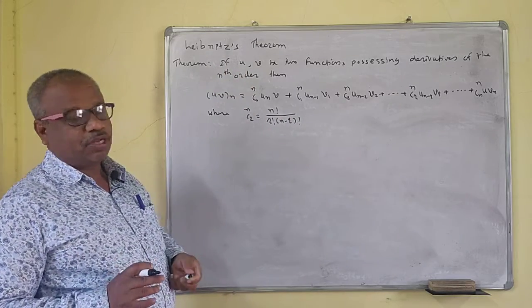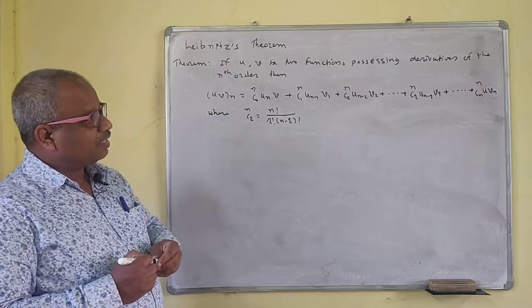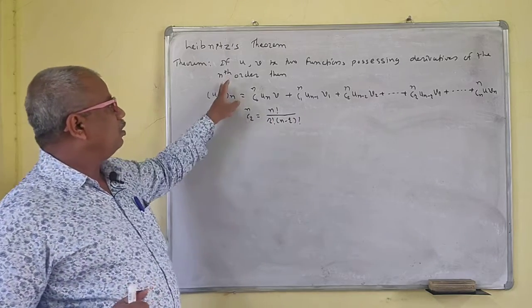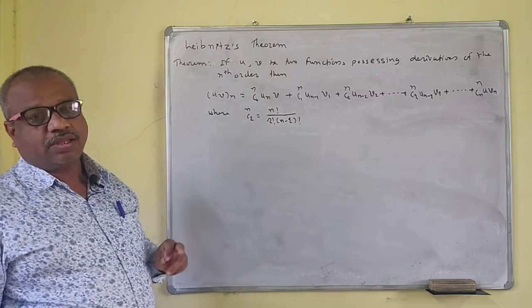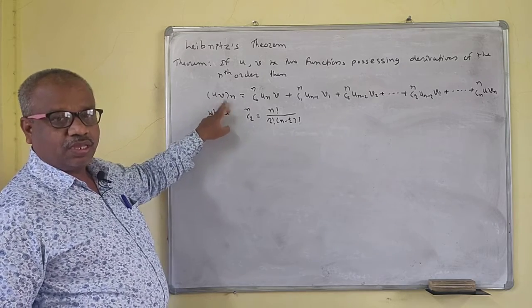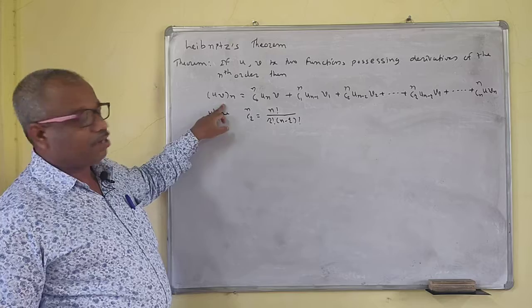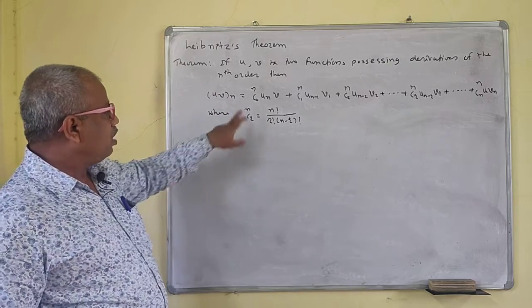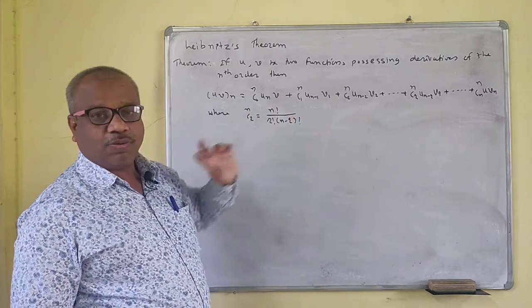If u and v are two functions possessing derivatives of nth order, that means you can differentiate u and v n times, then this is the nth derivative of uv. So the product rule for the nth derivative is nothing but the Leibniz theorem. These are the binomial coefficients, nC0 and so on.